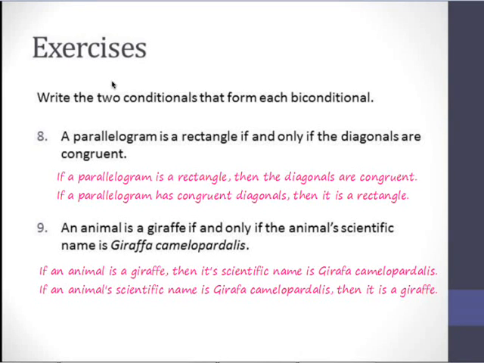Here, I'm given a biconditional, and I have to separate it into 2 conditional statements. This sometimes is hard for students. So it says a parallelogram is a rectangle if and only if the diagonals are congruent. So one of the if-then statements, one of the conditionals could be if a parallelogram is a rectangle, then the diagonals are congruent, and then I just write the converse. And then I've done the same thing here at the bottom. And that's it.